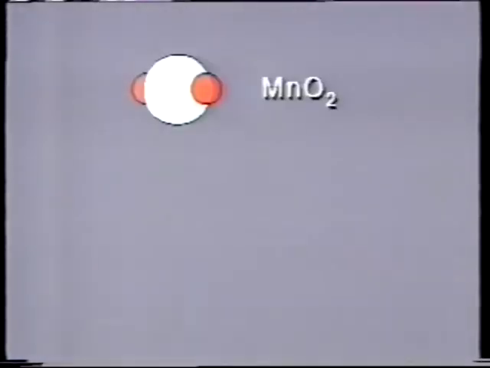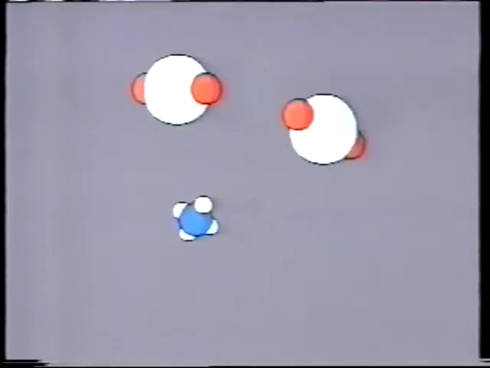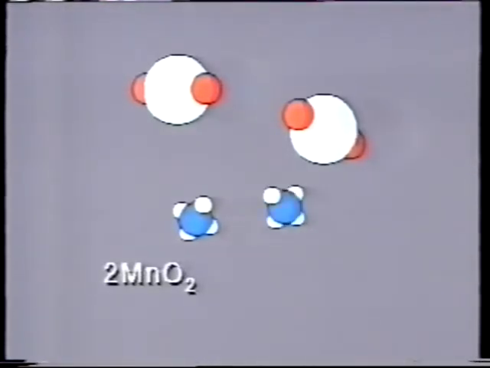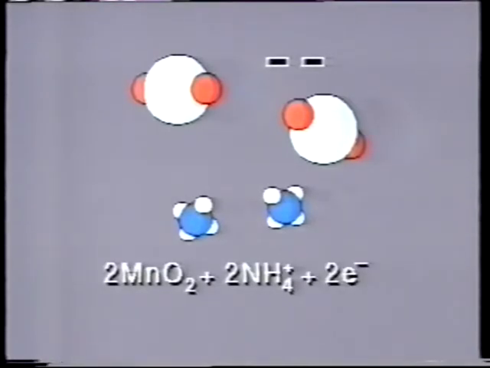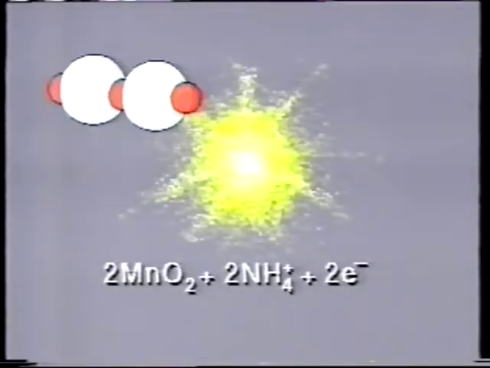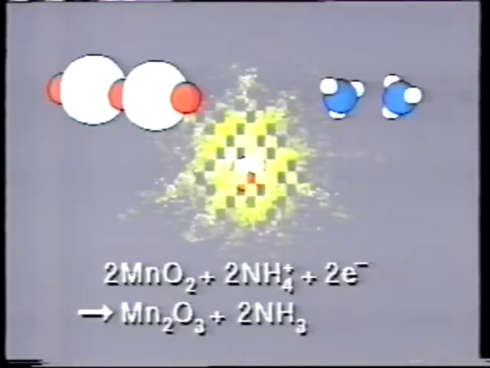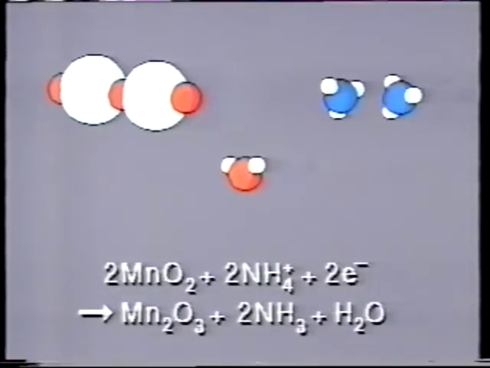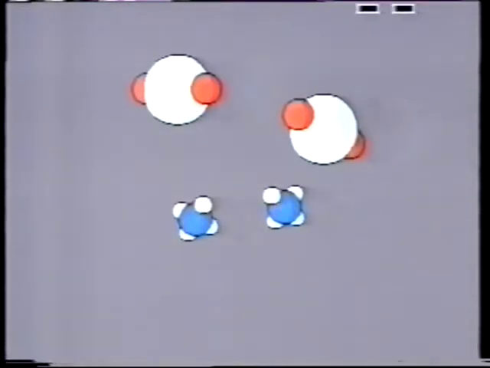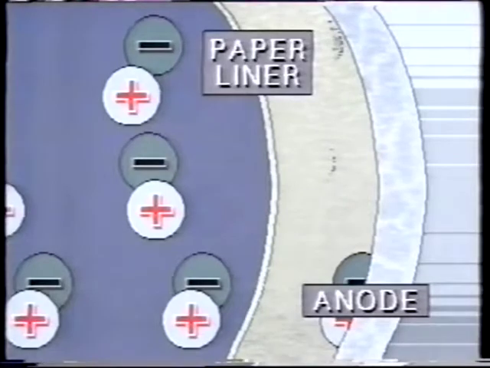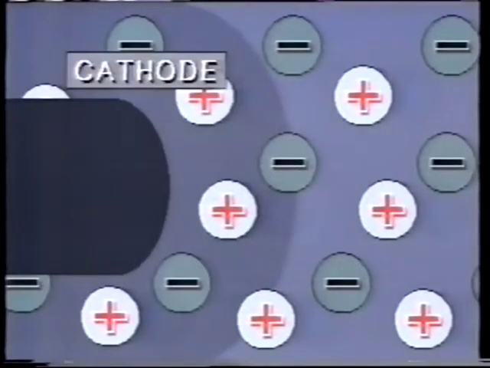At the cathode, it is the manganese 4 oxide that reacts. Some ammonium ions are also involved. 2 molecules of manganese 4 oxide, 2 ammonium ions, and 2 electrons react to form manganese 3 oxide, ammonia, and water. In this reaction, positive ions are being removed. As a result, ammonium ions migrate through the paper liner and towards the cathode.